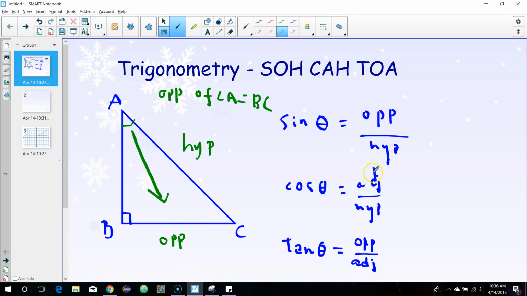Because we have only 3 things to choose from, opposite, hypotenuse, and adjacent, the last one has to be the adjacent of angle A, which is equal to AB. If you were in class, this is nothing new to you. You should be able to do this without any problem. So the opposite of A is BC, the adjacent of A is AB, and the hypotenuse is AC.